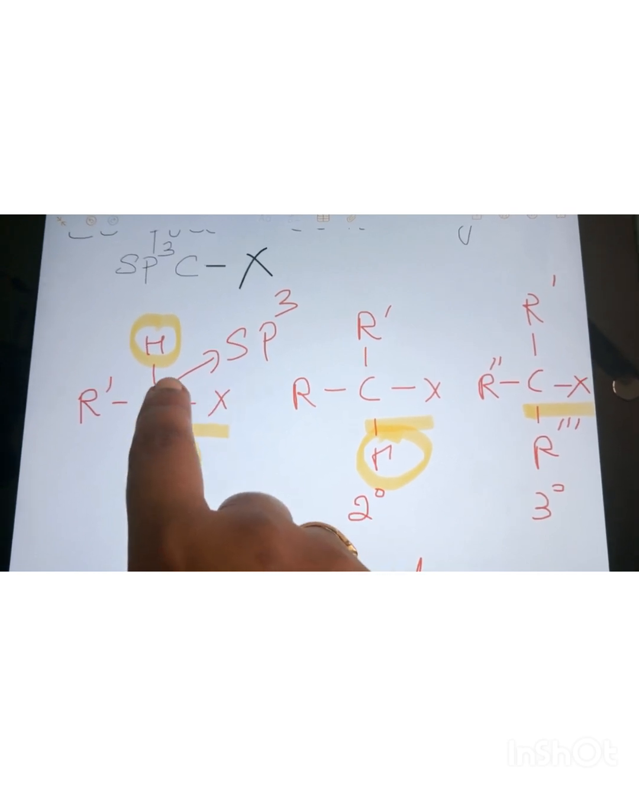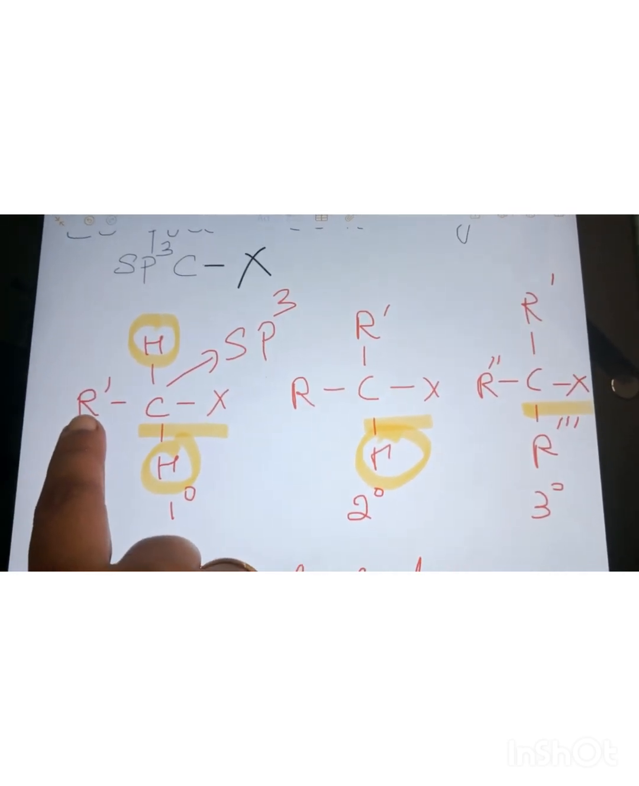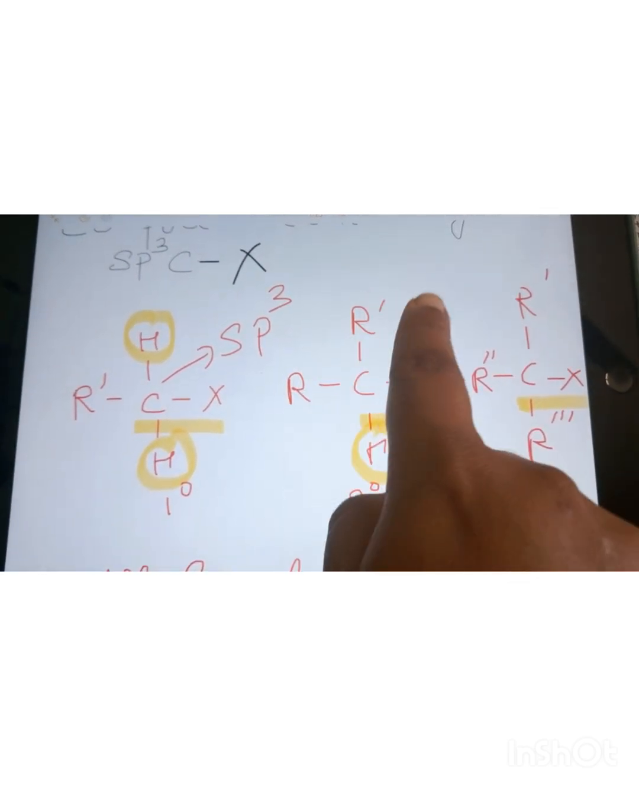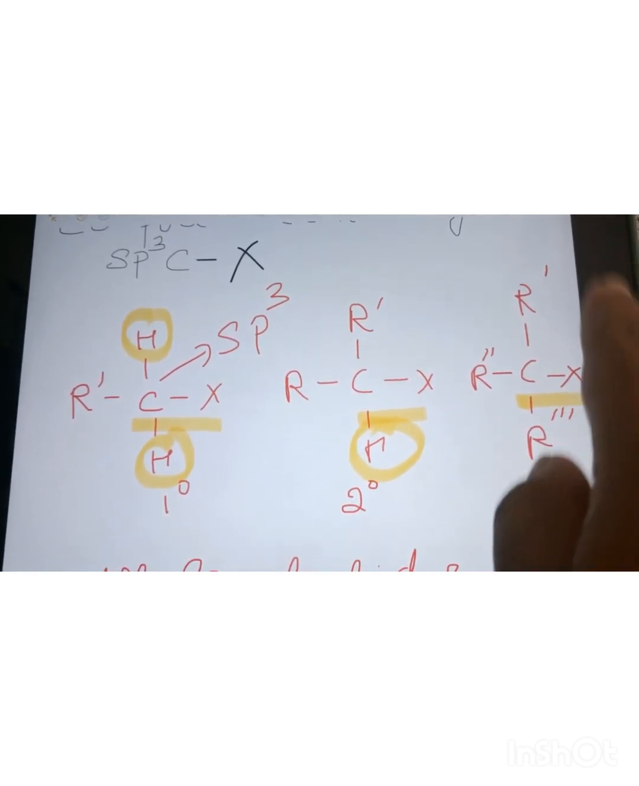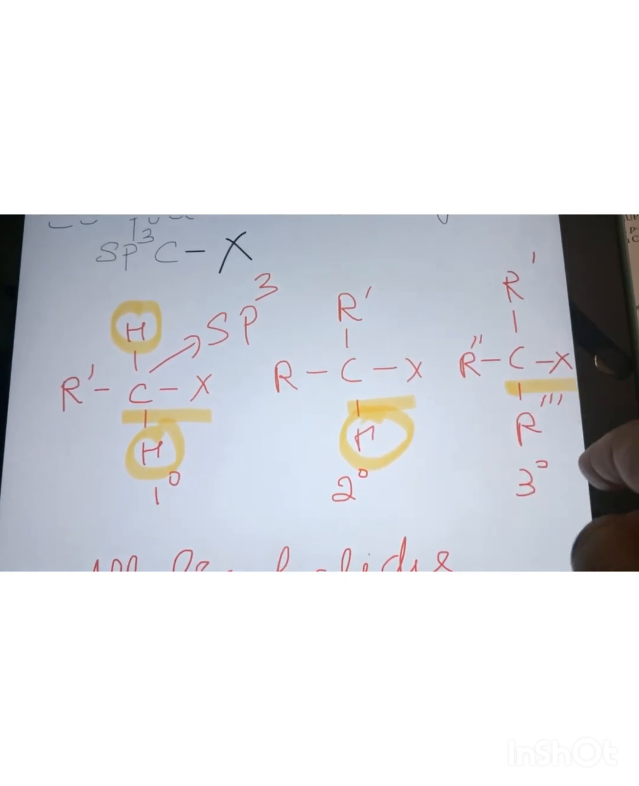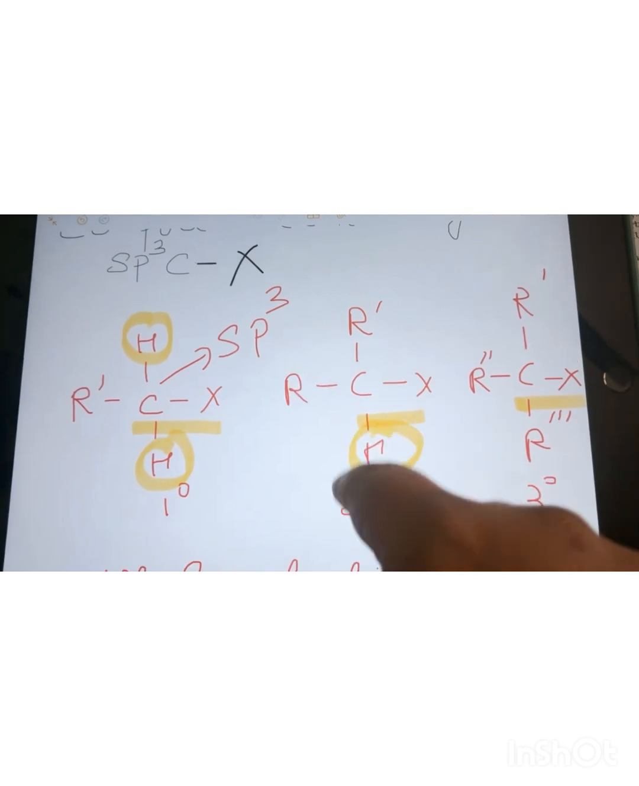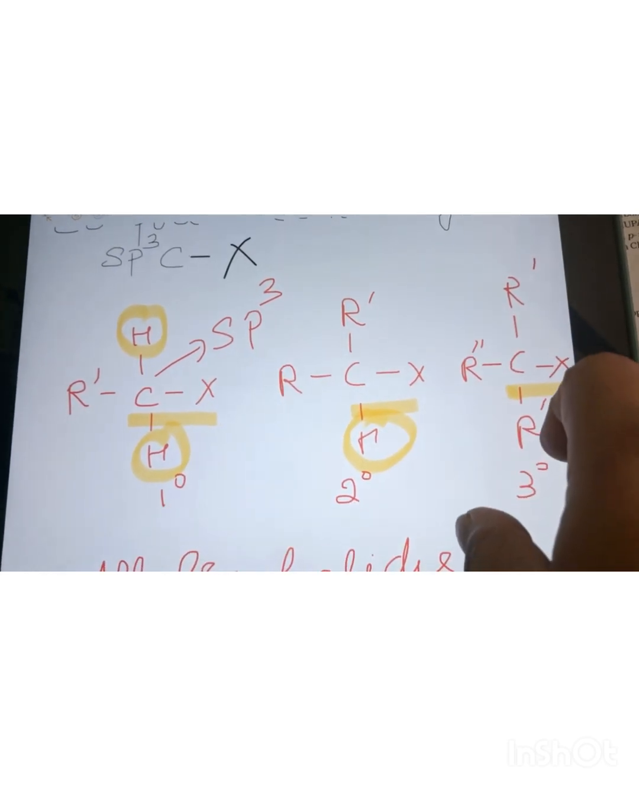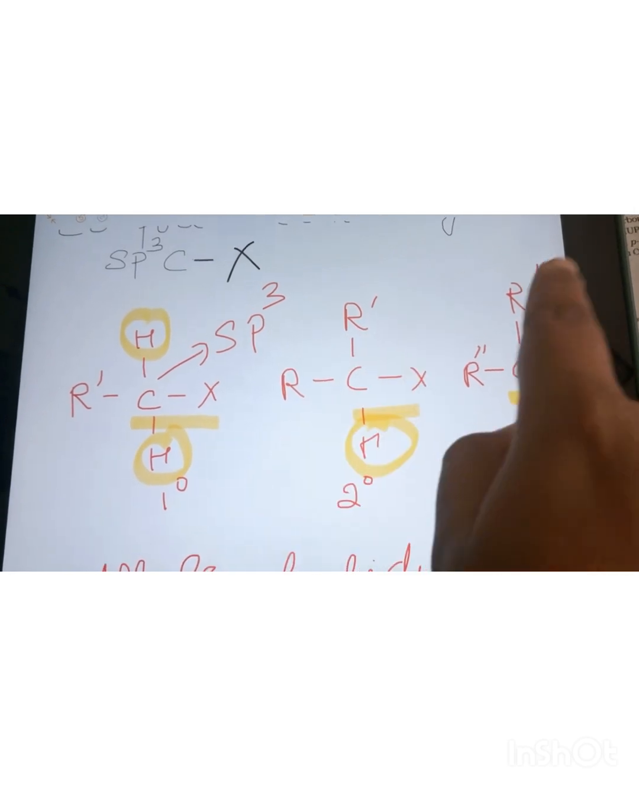When the halogen is attached to an sp3 carbon atom which has one R alkyl group and two hydrogens, then it is primary. If there are two alkyl groups and one hydrogen, it is secondary. If there are three alkyl groups, there is no replaceable hydrogen atom. All the hydrogen atoms have been replaced by R groups, alkyl groups. Then it's called a tertiary haloalkane. Primary, secondary, tertiary haloalkanes. Is that clear? Here it is only one R group, here two R groups, and here three R groups.